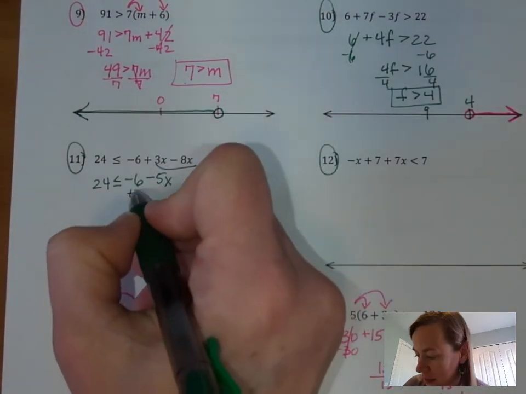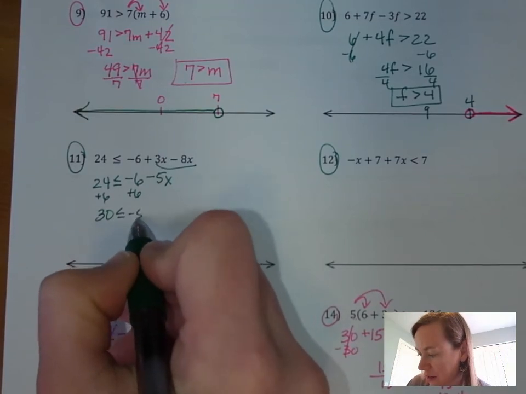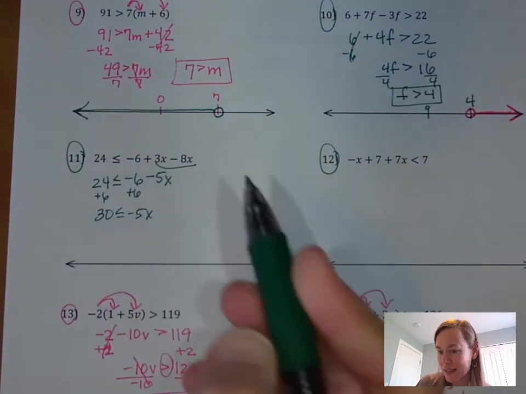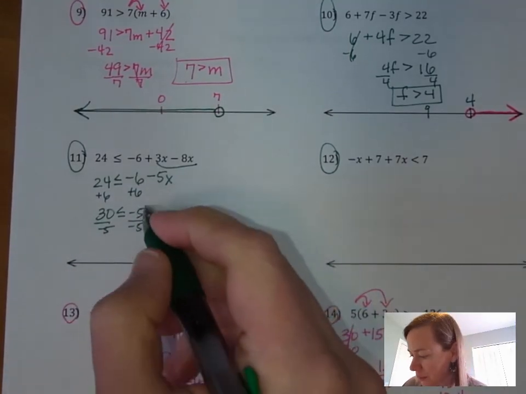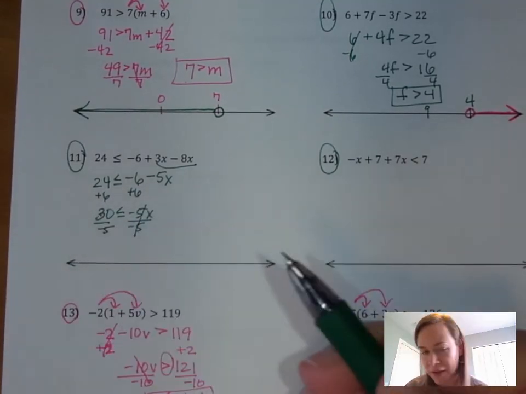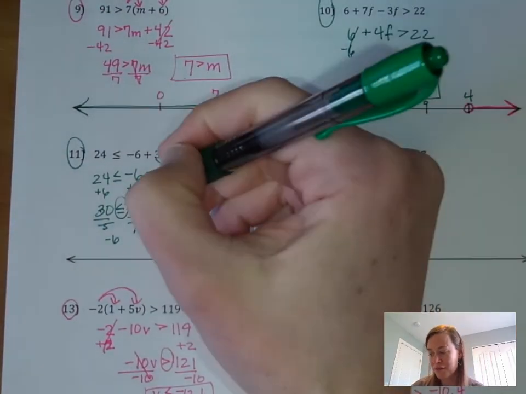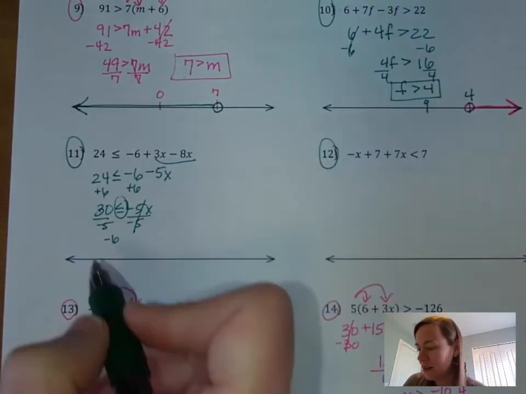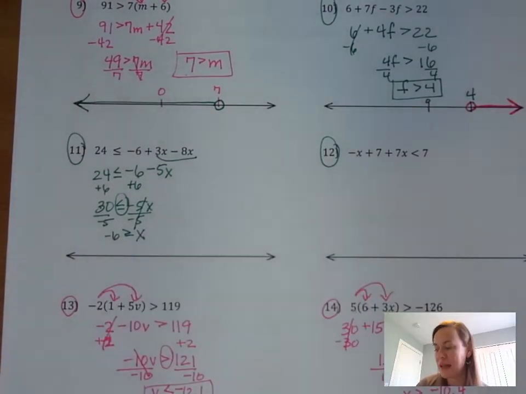Let's get rid of the 6 by adding it to both sides. You have now 30 is less than or equal to negative 5x. Let's get rid of that negative 5 by dividing it on both sides. And you're going to be left with, let's see, 30 divided by negative 5 is negative 6. Oh, I almost forgot. I'm going to have to flip that sign because we divided by a negative. Okay, so now flip your sign, and then just left with an x over here.